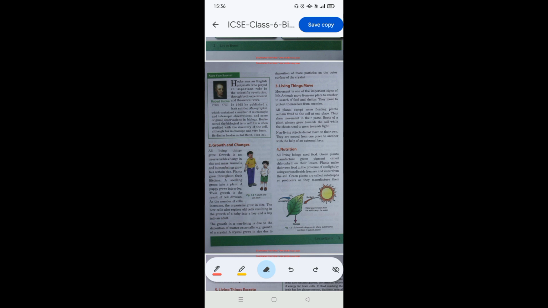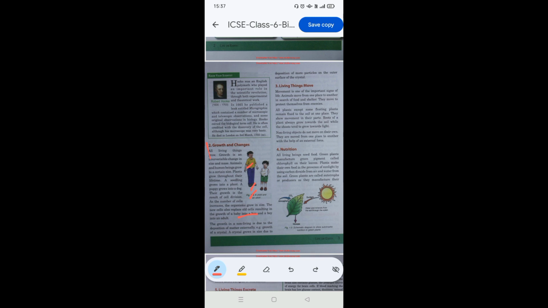Growth and changes. So what do you mean by growth? We should answer in detail. All living things grow, and growth is an irreversible change in size and mass. Animals and human beings grow to a certain size. Plants grow throughout their lifetime. A seedling grows into a plant. A puppy grows into a dog. These are examples. Their growth is the result of cell division. As the number of cells increases, the organisms grow in size.